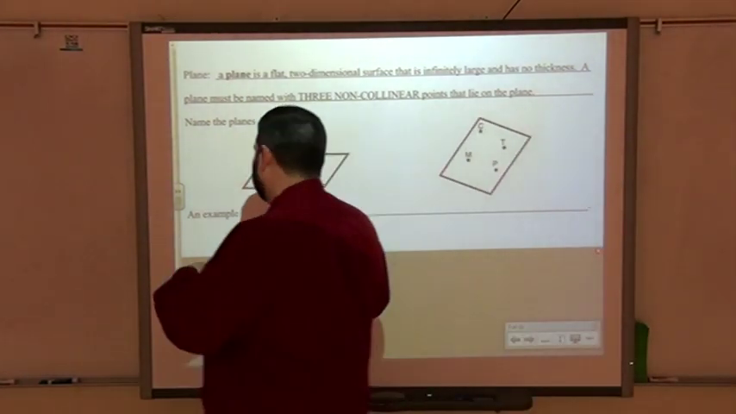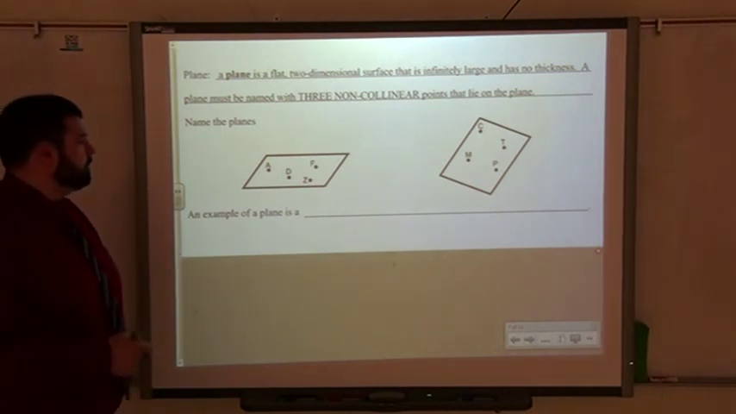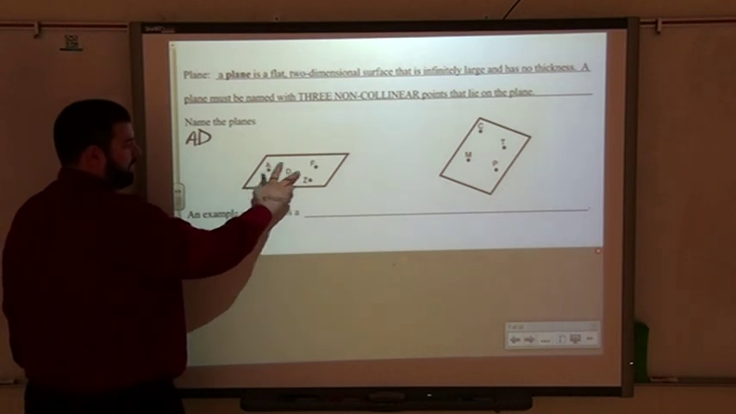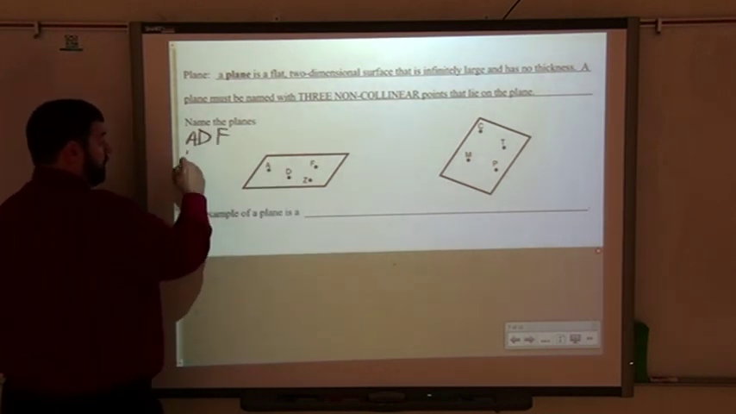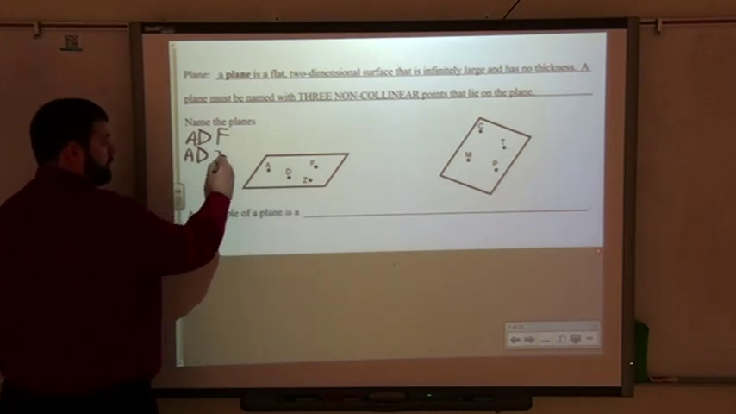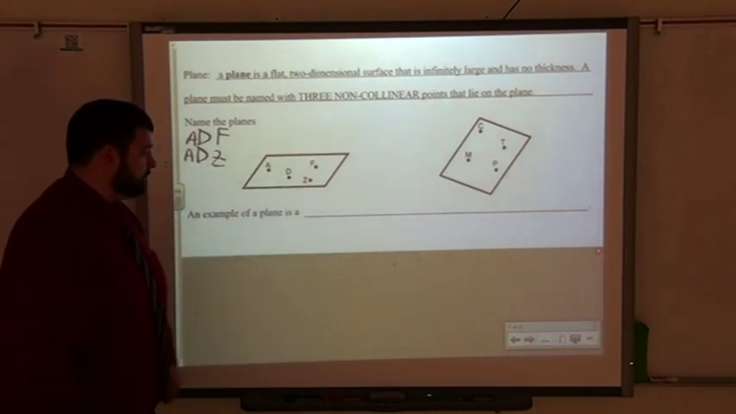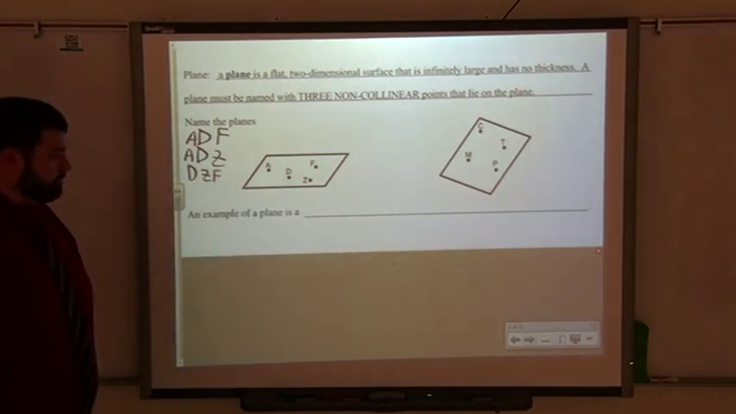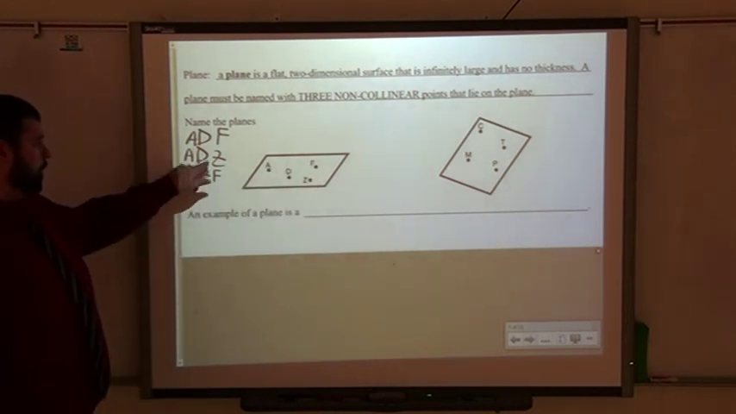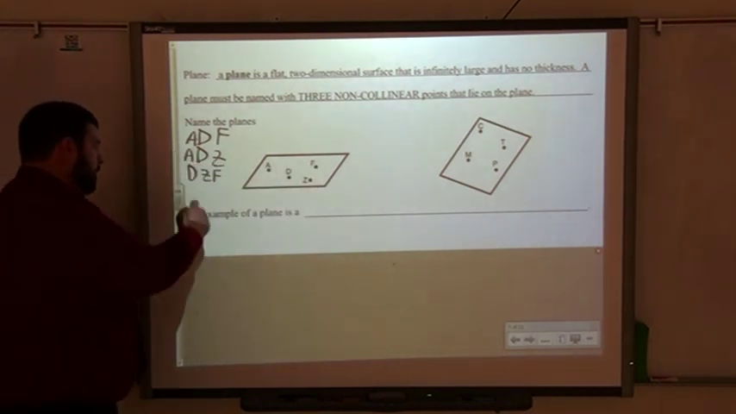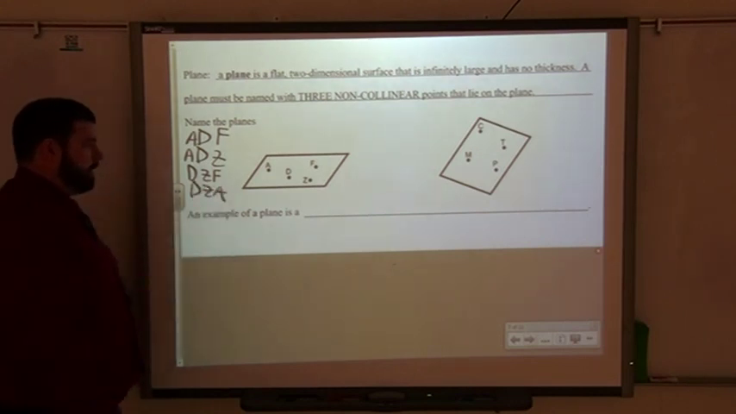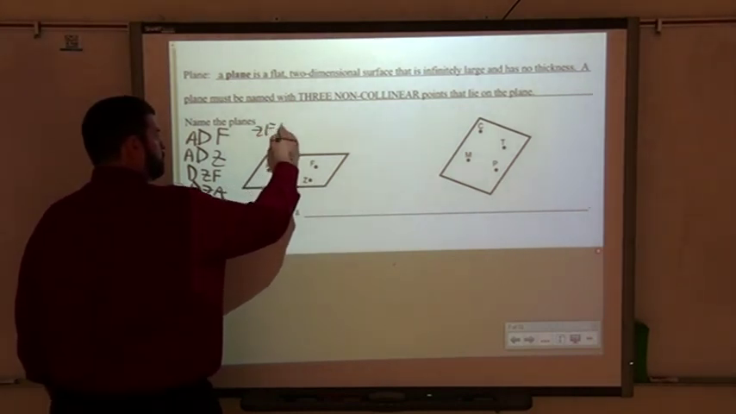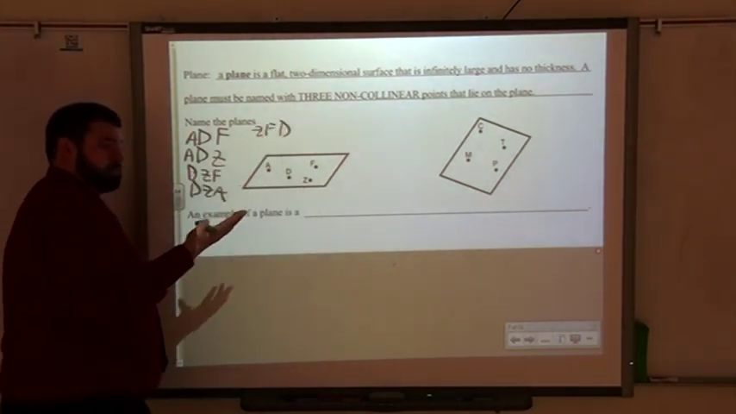So for this plane, I can name this one a bunch of different ways, so we'll name quite a few. I can call it AD, and then I need another point not on that line AD, so I could say F. I could call it ADZ, because those three points technically aren't in the same line. I could call that DZF, because I have DZ and I have F. We could call it DZA, but it's the same exact thing as here, just another way to name it. So that will work, okay? I could call it ZFD, which would be the same thing as this one, just with the letters rearranged.